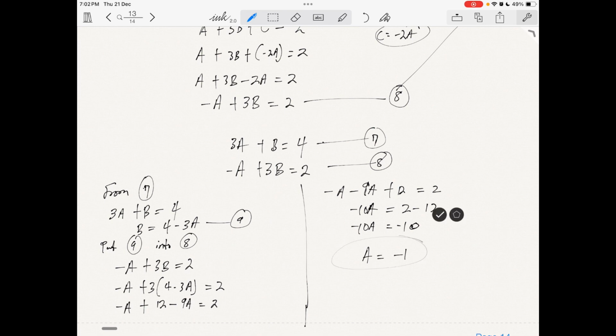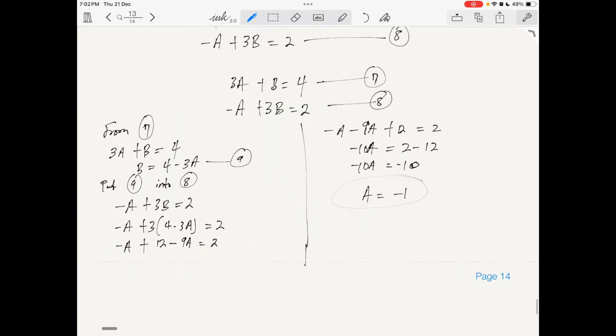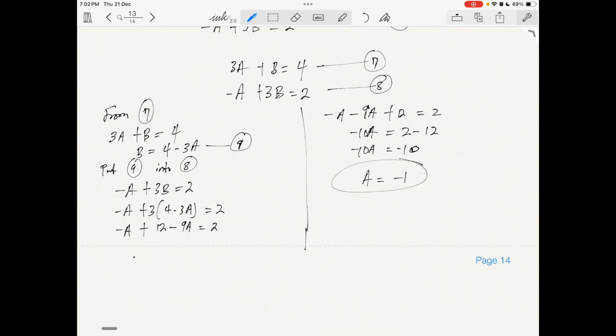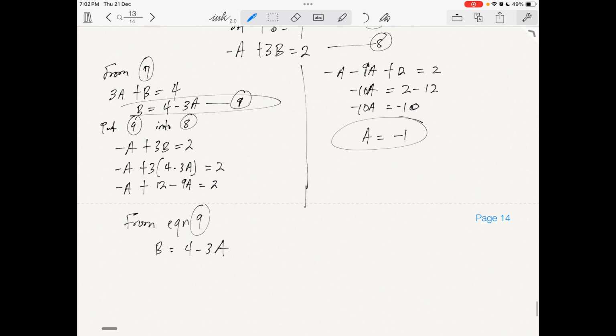Now since we know that a is equals to minus 1, we just have to find b first. So to find b, I go to equation 9 and find my b. My b is 4 minus 3a. Try not to skip steps. So b will be 4 minus 3 into minus 1, which is 4 plus 3.